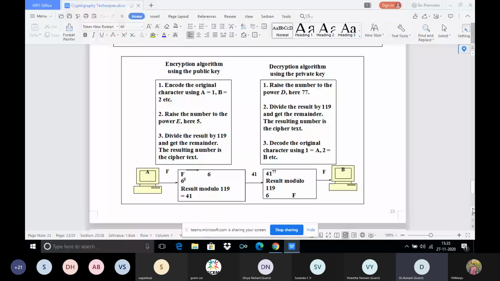Okay. So here A is sending the information to B. So we obtain a key here, which is 41. And again we obtain a result modulo 119, key is 6. So this is the method by which the algorithm, that is the RSA algorithm, is working here.